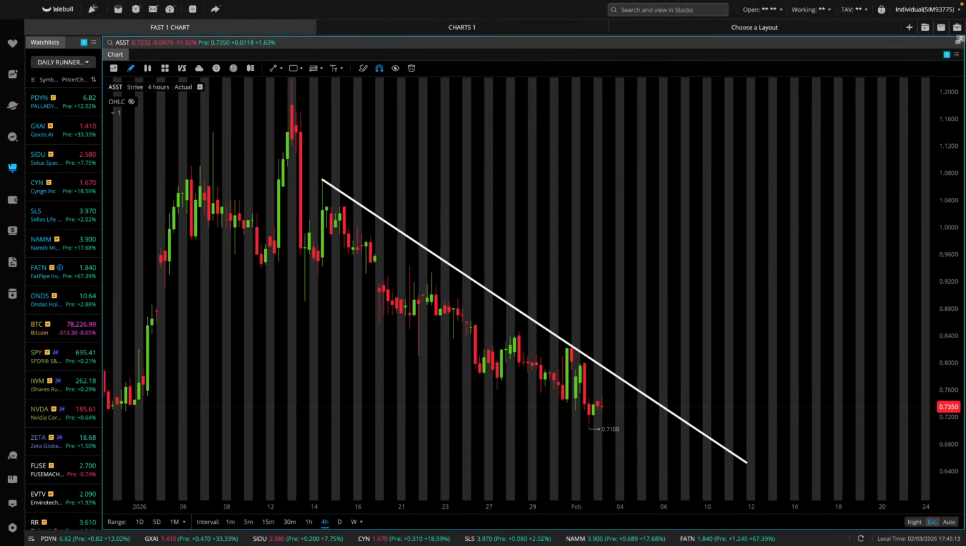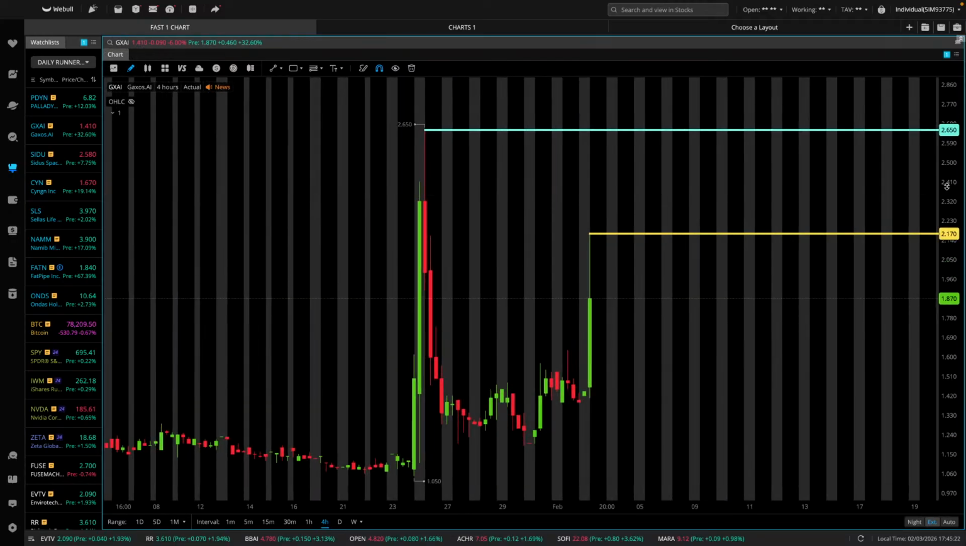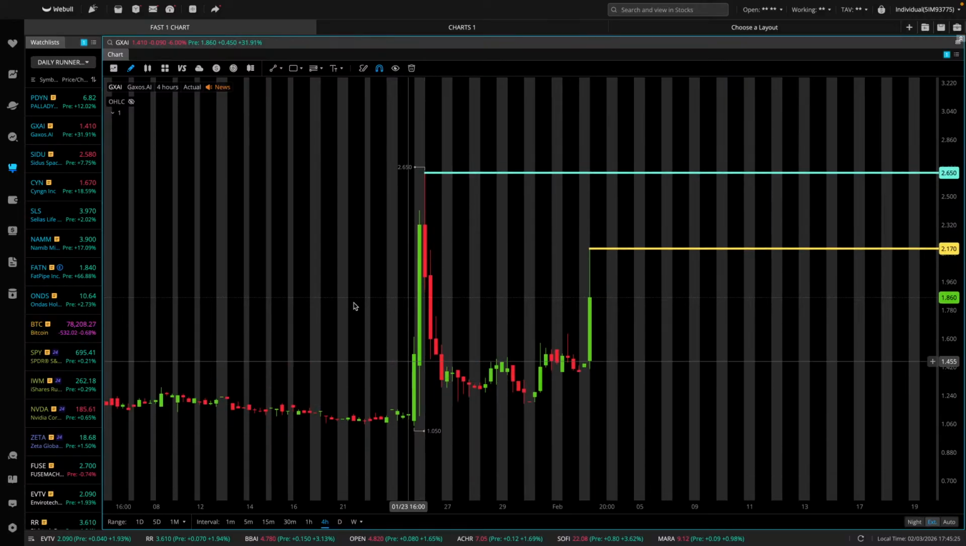ASST still bearish. With the rest of the market, if you're in long-term plays, I would definitely load up some plays. A lot of cheap plays. GXAI entries above 217. Anything below, not too sure what to do.